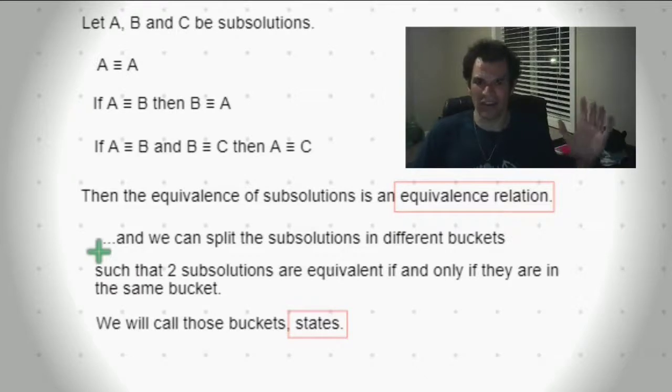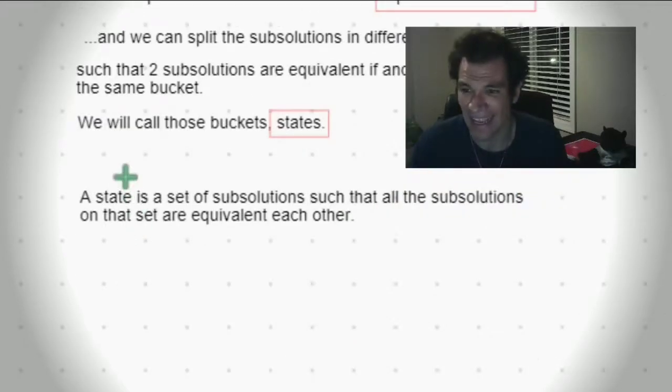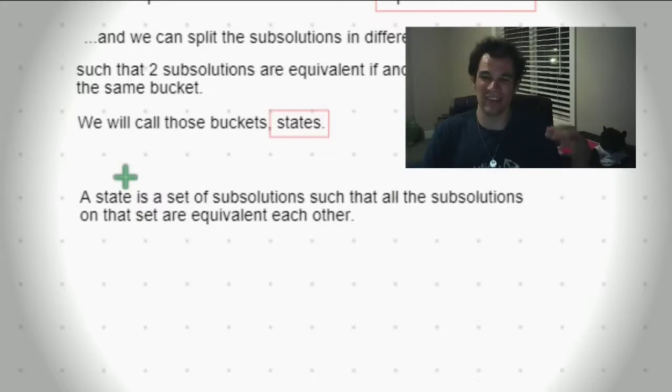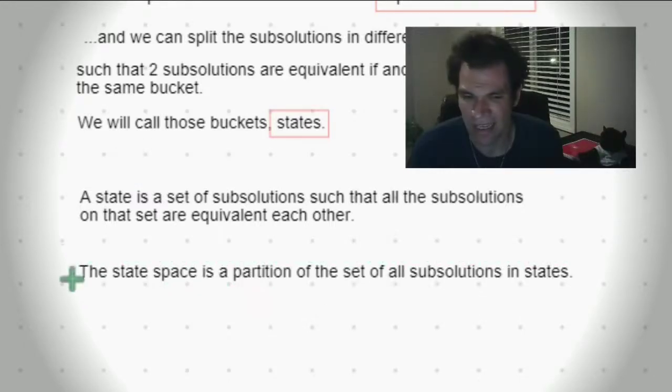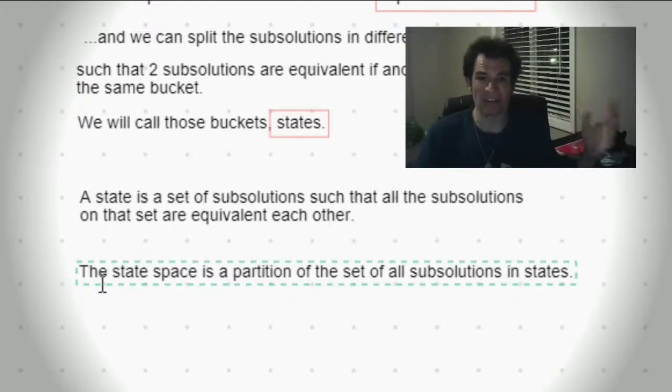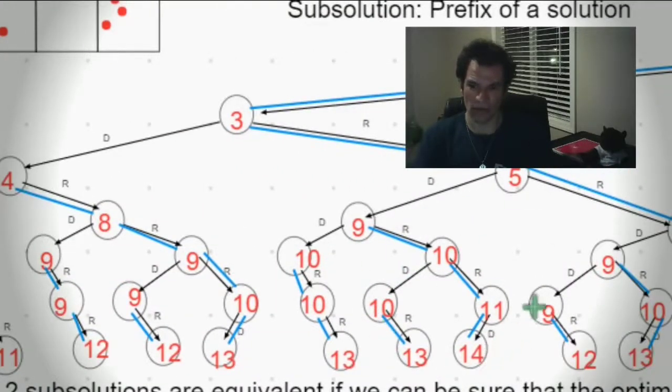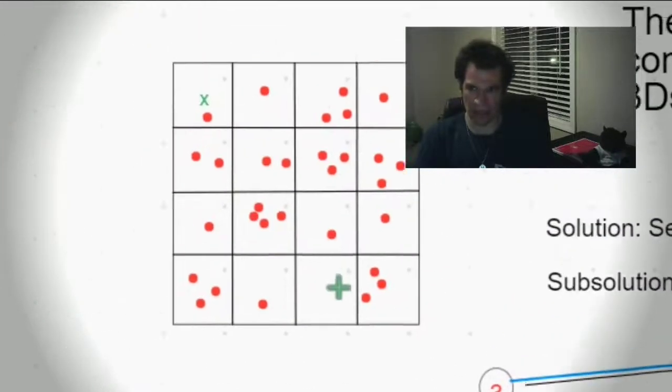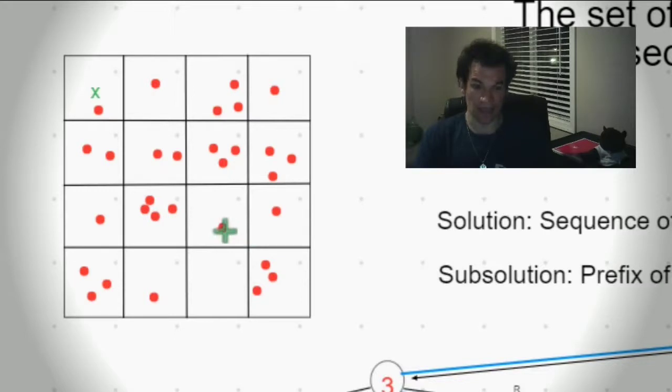So instead of considering all the sub-solutions separately, we could just consider the buckets, and we will call those buckets states. What is a state now? A state is a set of sub-solutions such that all the sub-solutions in that set are equivalent to each other. And now the state space is a partition of the set of all sub-solutions into states. So in this tree, we could represent the state of all these branches like this one by just the position on the grid. It would be the position 2, 2 because it's a zero-based index.